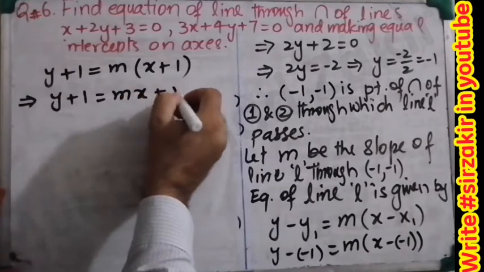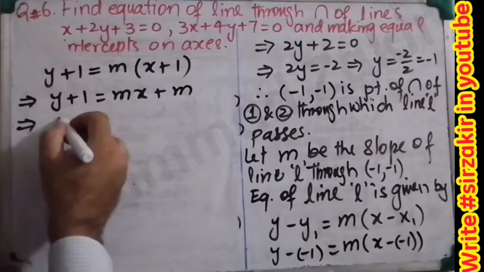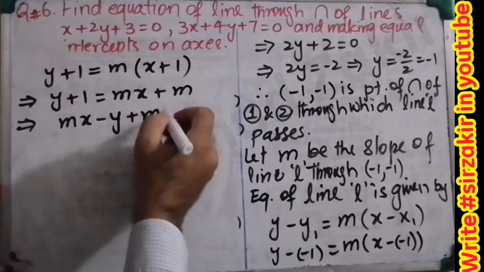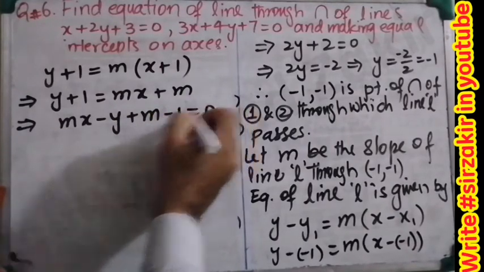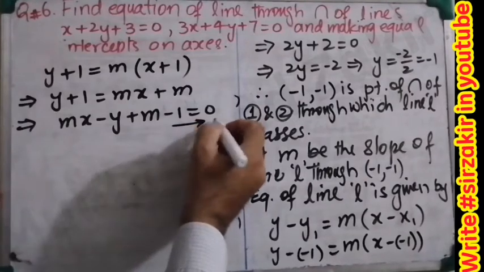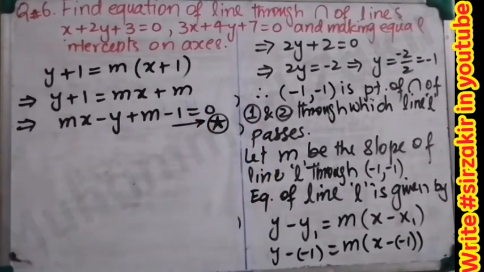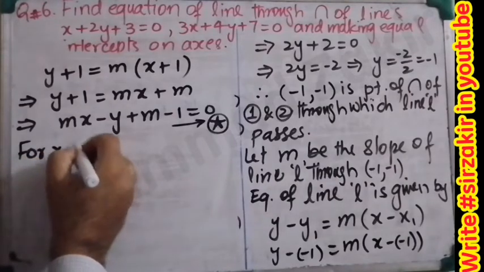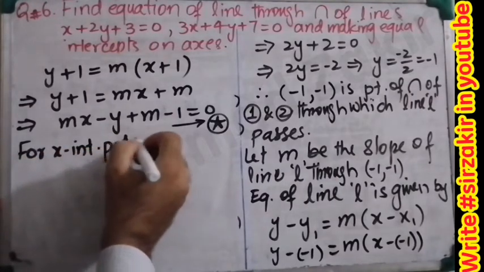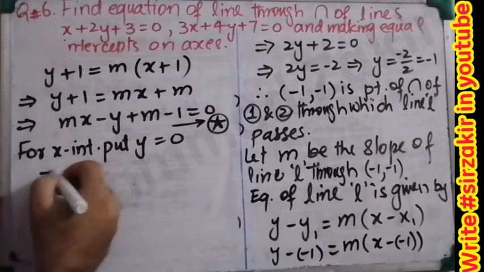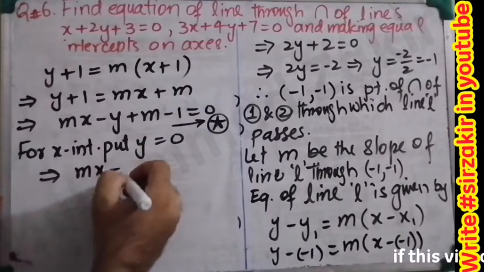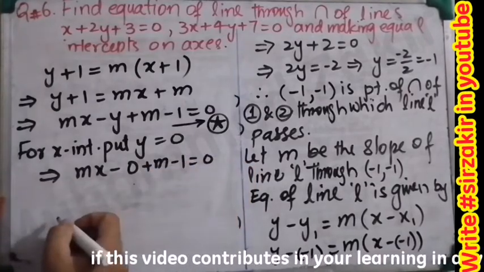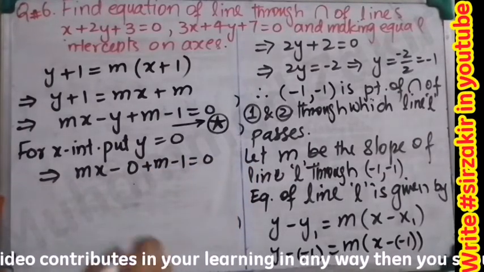y plus 1 is equal to mx plus m. m is distributed. So in order to convert it into standard form, we shift y to the right side. On the right side, mx is written, and y from the left side is subtracted. On the right side it is written plus m, and 1 from the left side shifted to the right side will become minus 1 equal to 0. We name this equation asterisk. This asterisk will become the required equation if m is known. In order to find m, we impose the second given condition.